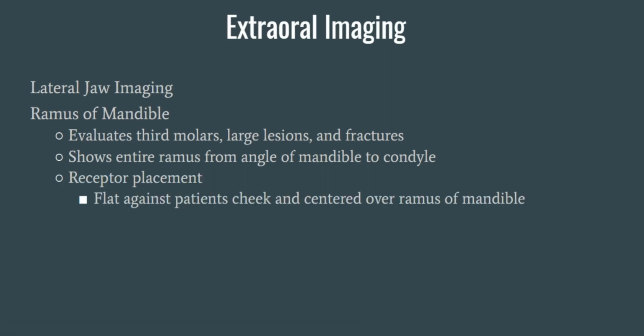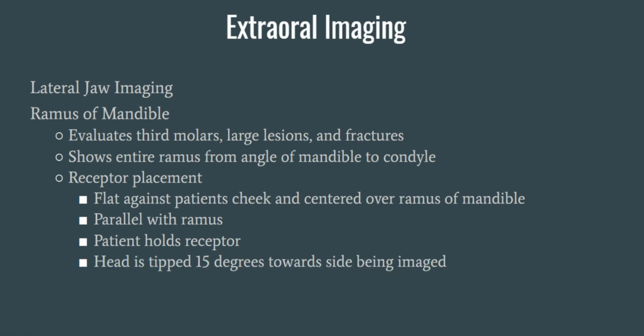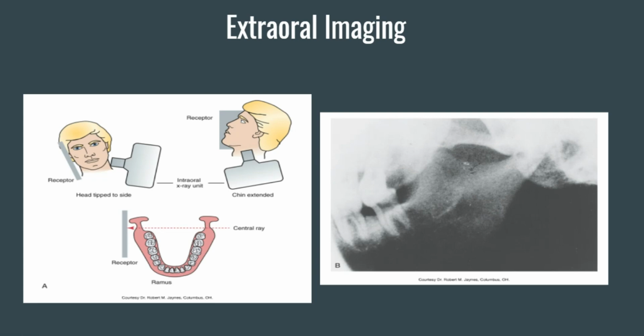Your receptor placement, again, it's flat against the patient's cheek and will be centered over the ramus of the mandible. It must also be parallel with the ramus. The patient will hold the receptor, and the head is tipped 15 degrees towards the side being imaged. So it looks very similar to the body of the mandible. It is just the placement of the film and the placement of the tube head. And so you can see based on the picture here, or based on the radiograph, it is a little bit different look than what the previous one was.